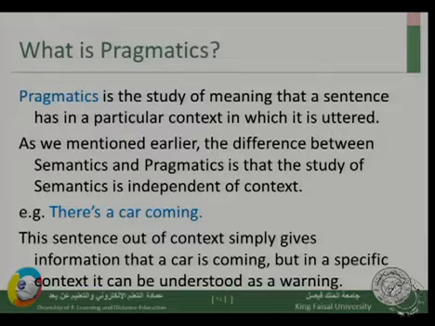So look at this example here. This is the last example we're going to talk about in this lecture. If we say "there's a car coming," if you just look at the words, the sentence itself, it can simply mean that a car is coming, just giving someone information. But if you're looking at the context and the situation, you might be walking with a friend in the street, and then you tell him there's a car coming. It means that you're giving him a warning. We can understand this sentence as a warning: be careful, there is a car coming, so you need to stop.